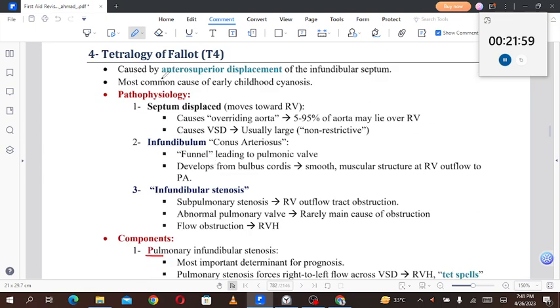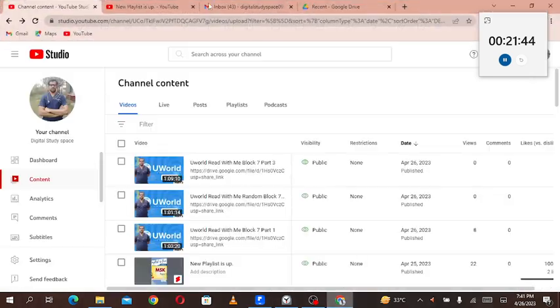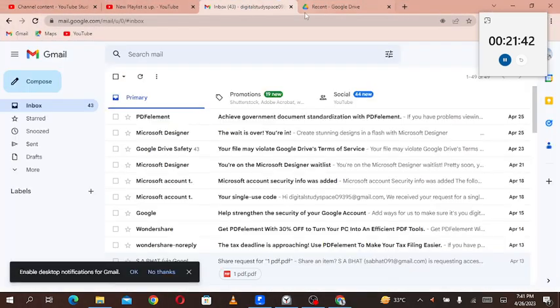Now let's talk about this, caused by anterosuperior displacement of the infundibular septum. The infundibular septum, what's that? Most common cause of early childhood cyanosis, anterosuperior displacement of the infundibular septum. I have to see that. Infundibular septum.